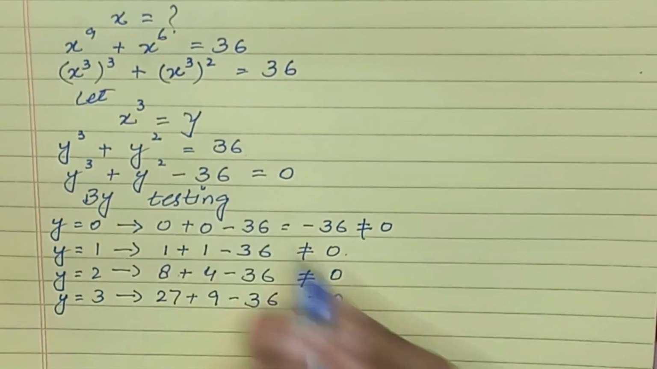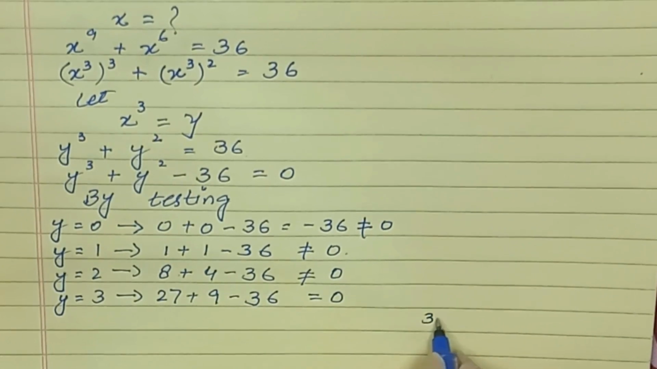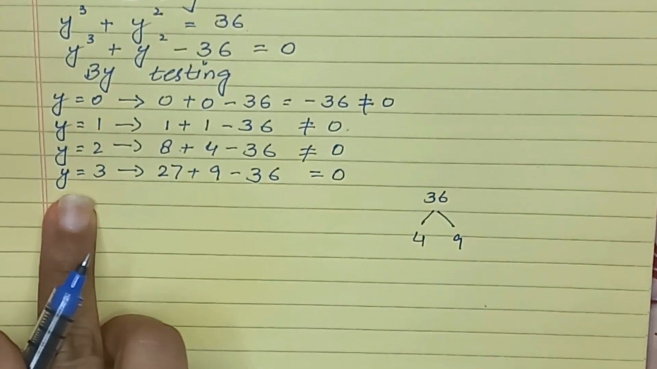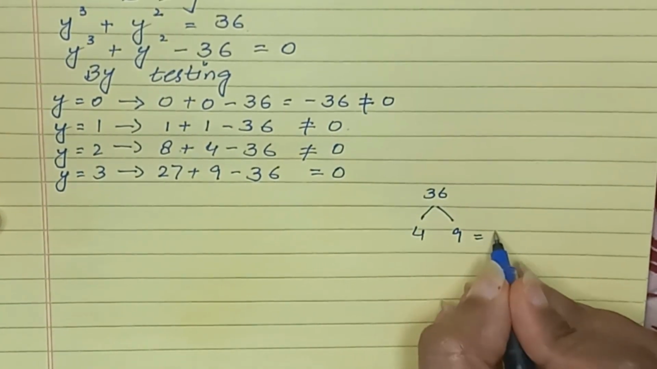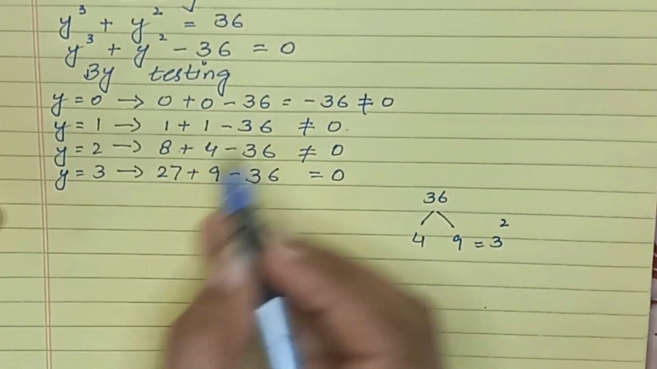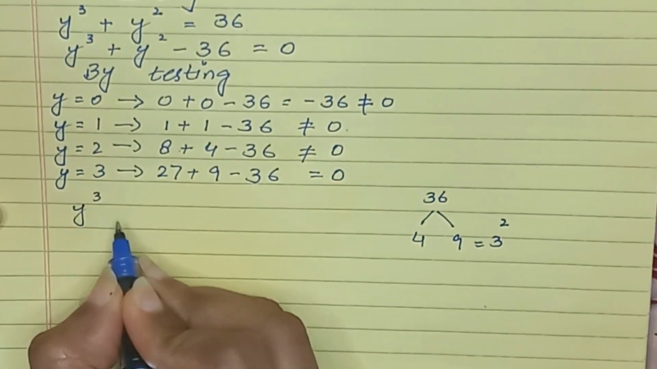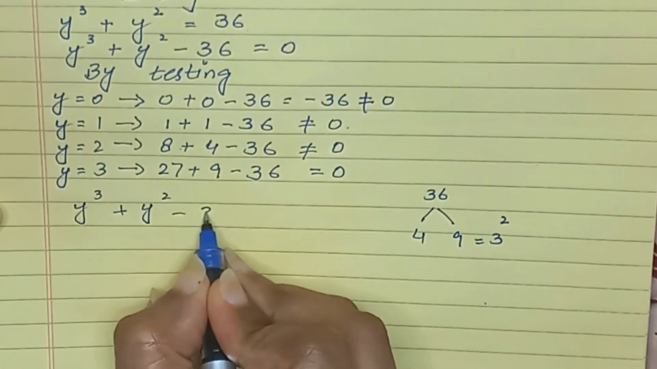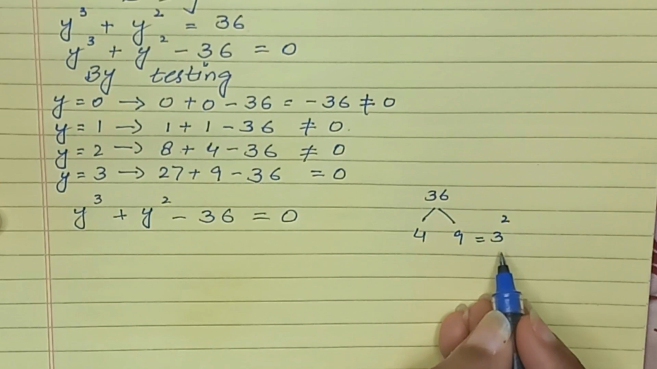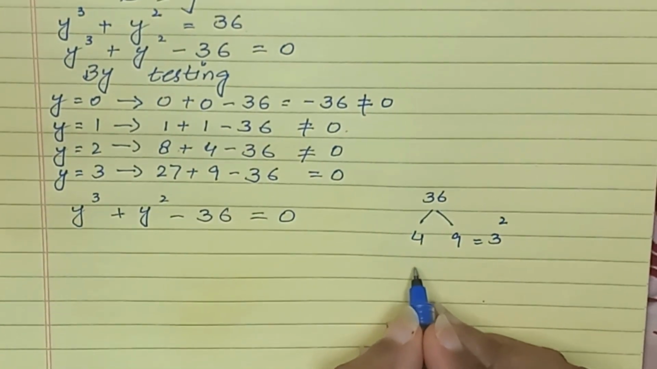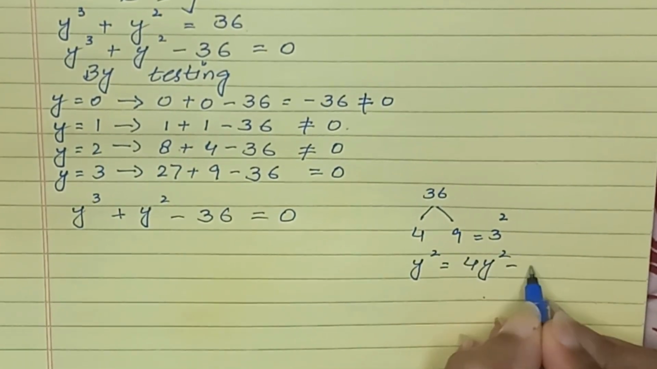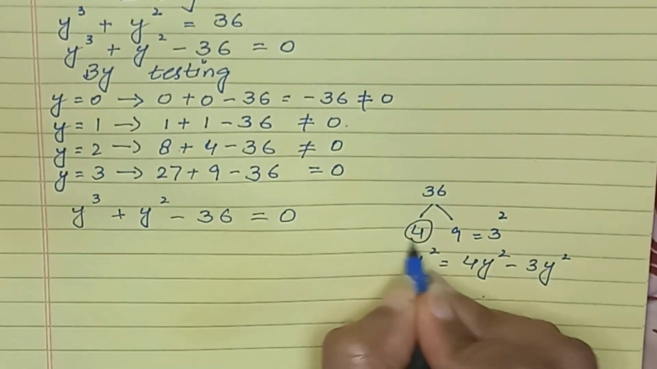Now 36 is 4 into 9. Here 3 is a factor and 9 is equal to 3 square. So we will split y square in the equation y cube plus y square minus 36 equal to 0. Y square will be written as 4y square minus 3y square, because one factor is 4 and the other is 3.